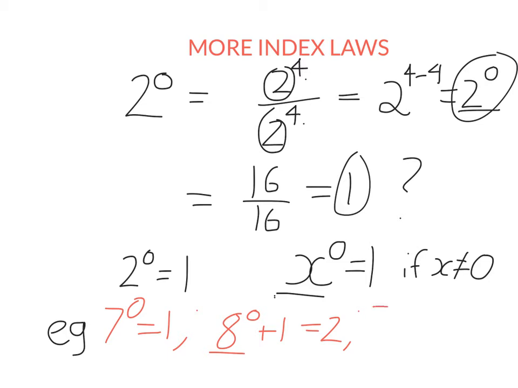If I have something like 7 times 3 to the power of 0, so this is a little tricky. Remember we did order of operations a few weeks ago? Raised to the power comes first. So this here is 7 times 3 to the power of 0, which is 1. And 7 times 1 is 7. So make sure you understand that. All right, we're going to go through another index law now.